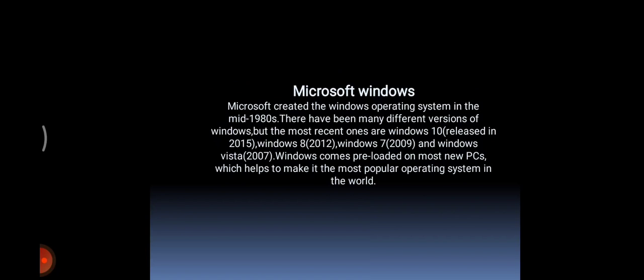First of all, Microsoft Windows. Microsoft created the Windows operating system in the mid 1980s. There have been many different versions of Windows, but the most recent ones are Windows 10, released in 2015, Windows 8, released in 2012, Windows 7, released in 2009, and last Windows Vista, released in 2007. Windows comes preloaded on most new PCs, which helps to make it the most popular operating system in the world.